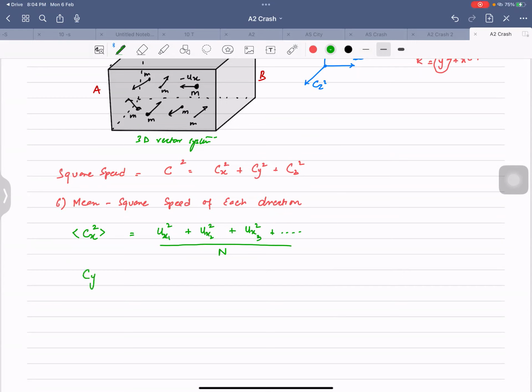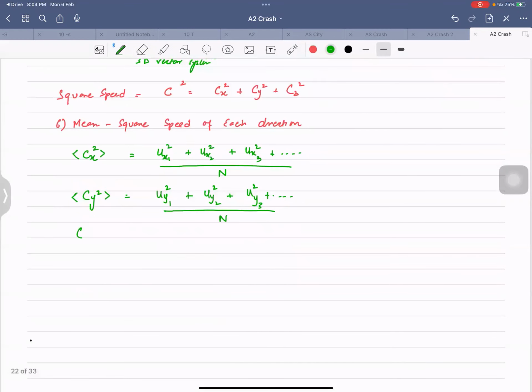Similarly, for the y direction, I'm going to do the same. I'm going to find all the speeds of each particle in the y direction, square them to remove the vector attribute, and then add them up and divide by the number of particles to find the mean square speed of all particles in the y direction. Is that clear? Yes, sir.